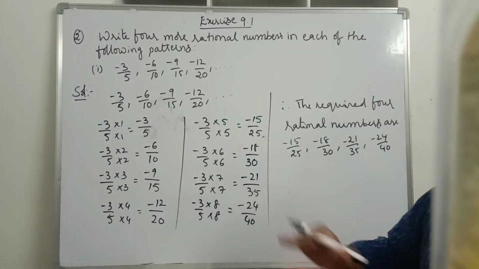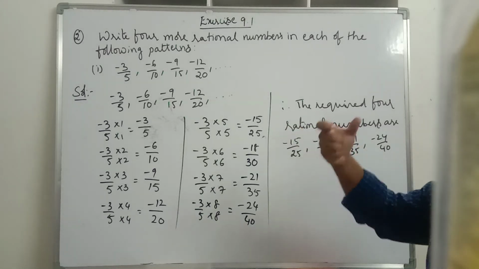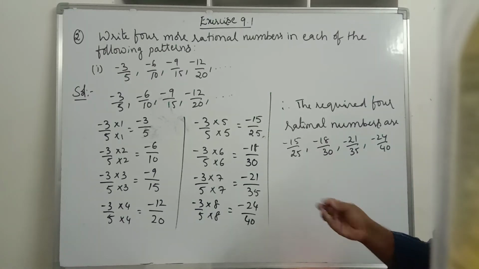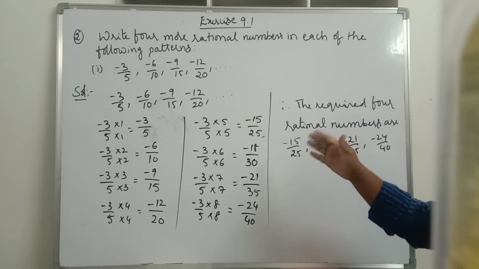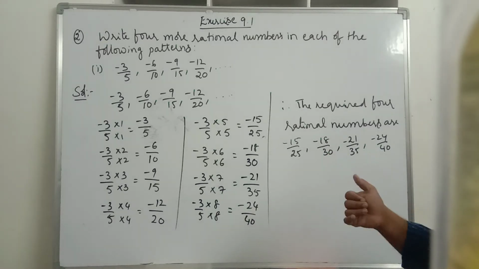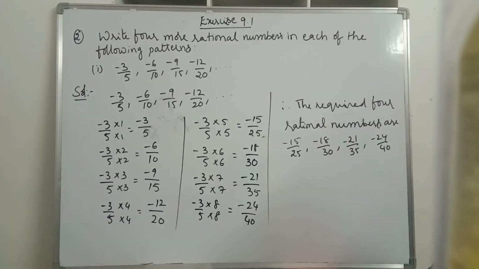How did we find them? By multiplying both numerator and denominator of the first rational number. First we have to identify the common relation between the two consecutive rational numbers. We get this continuity by multiplying both numerator and denominator with 1, 2, 3, 4, 5, 6, 7 and 8. Is it clear, children, how to find the next 4 rational numbers in the following pattern? Yes.